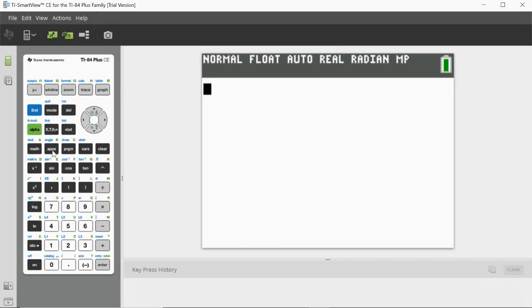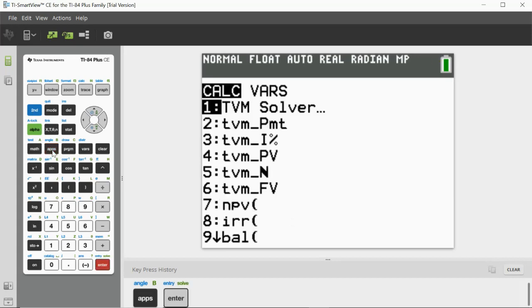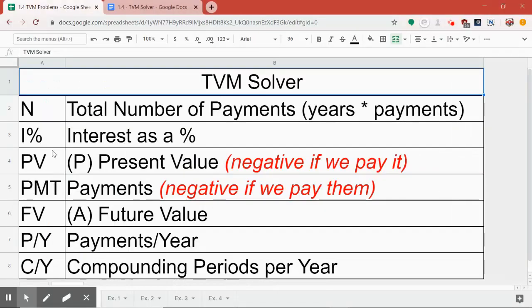So if we go under Apps, that opens up Applications. You may not see all of the things listed that I have, but you will at least have the Finance option on your list, which is the one that we want. And under Finance, we want TVM Solver. Now we open that up, we see a large list, we see PMT at the bottom. Let's take a look at what this all means.